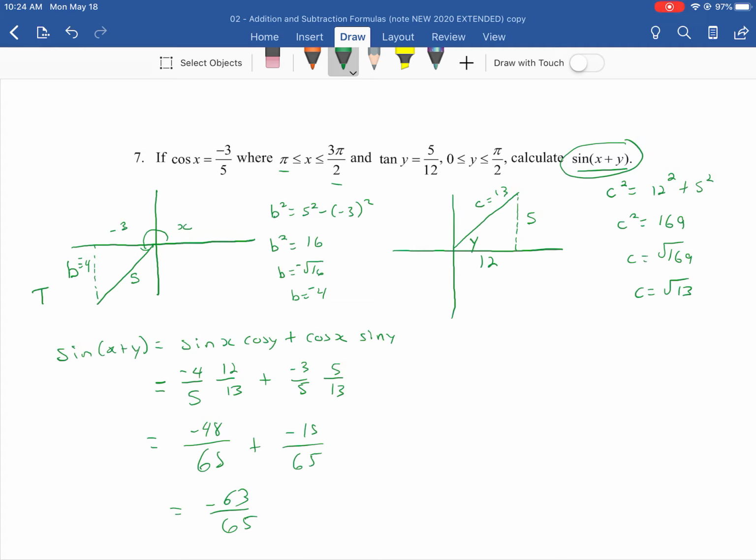Okay, I hope that prepares you for the homework in a very, very nice way. You've got some nice examples to look back on to see how these compound angle formulas are used, sometimes called the addition and subtraction formulas. I've tried to call them both during this lesson.